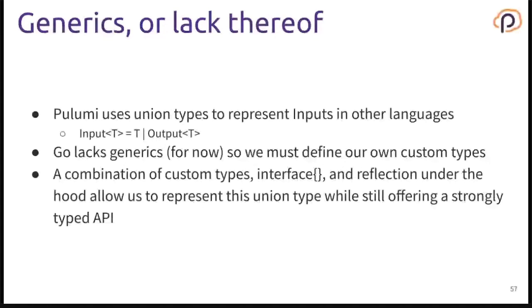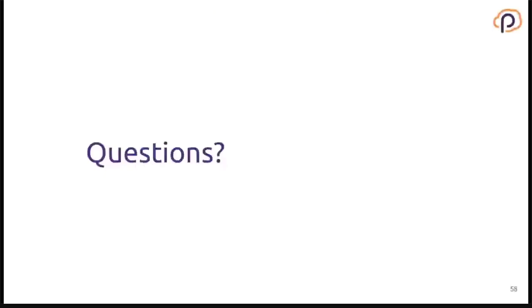So Pulumi uses union types in other languages to represent this. An input is either a T or an output of T. And Go doesn't have generics for now, at least, so we must define our own custom types. Those custom types use a combination of strong typing, interface, and reflection under the hood for runtime checking to allow us to represent this generic union type, while still offering that strongly typed API. It's a little strange, something to wrap your head around, but it is what it is.